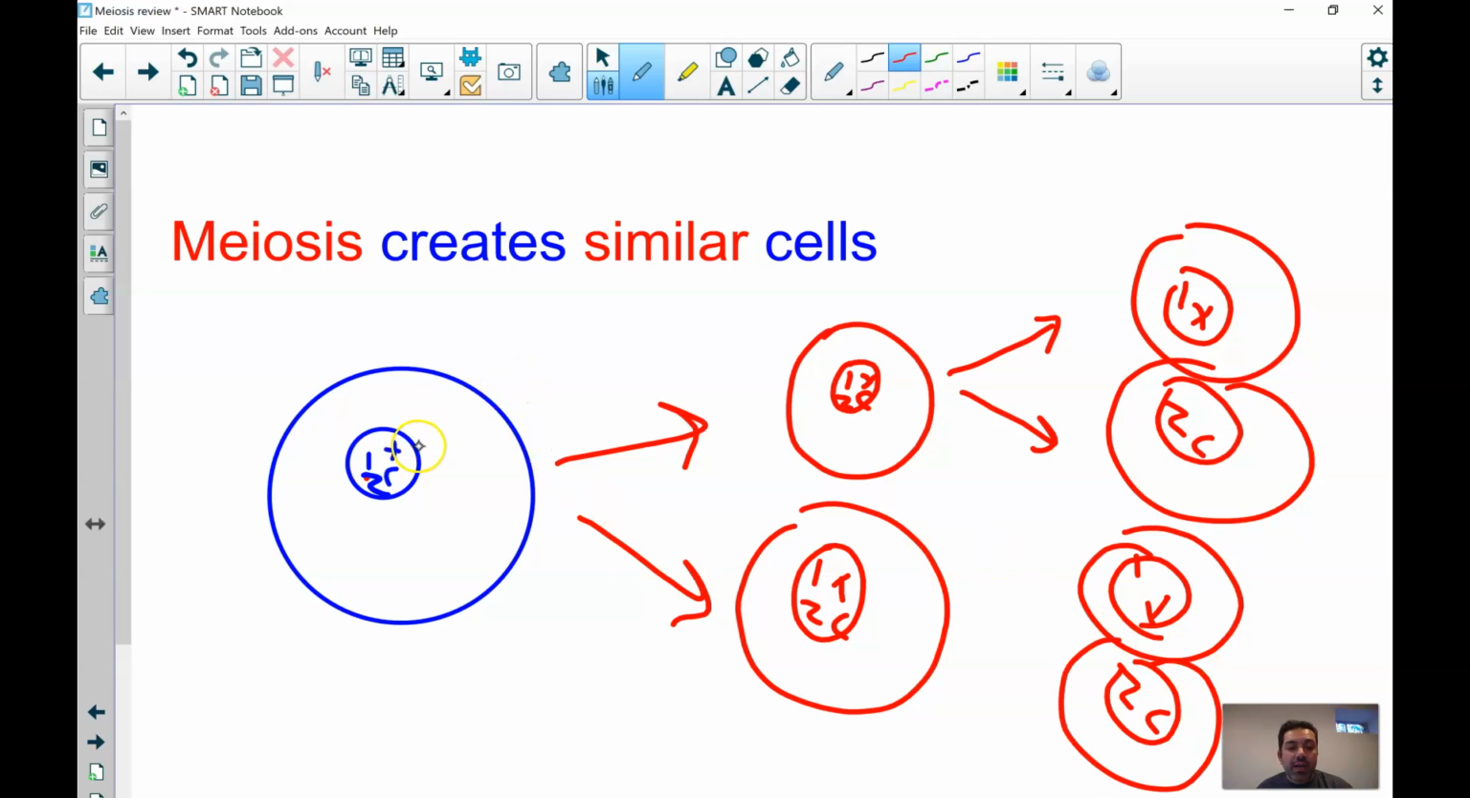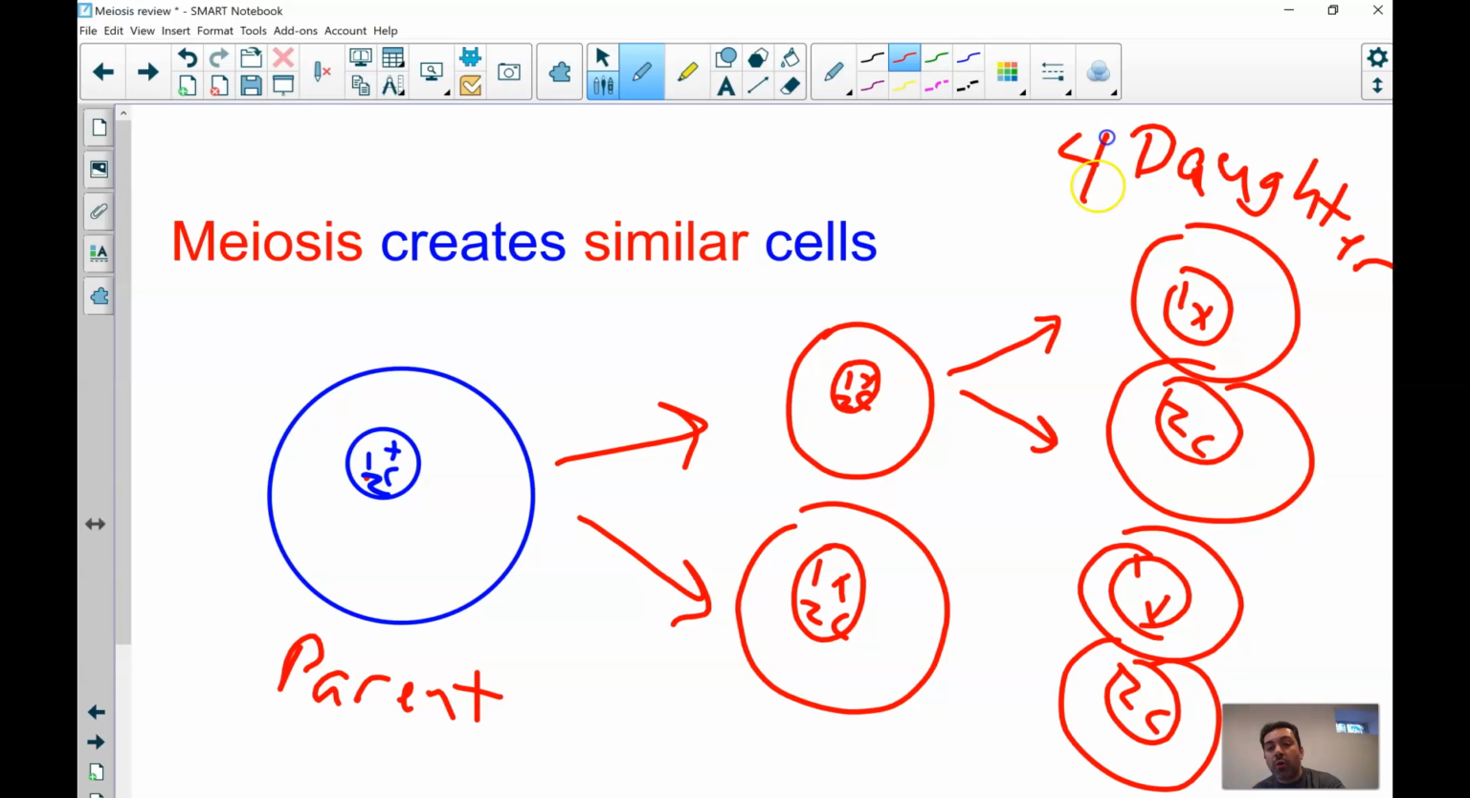Notice that we started out, here's our parent cell over here, and these are our daughter cells. Notice that over here our parent cell has 1, 2, 3, 4 chromosomes, but over here our daughter cells only contain 2 chromosomes. So we wind up with 4 daughter cells which have half as many chromosomes as the original parent cell.